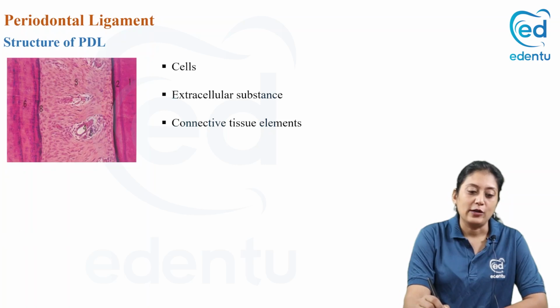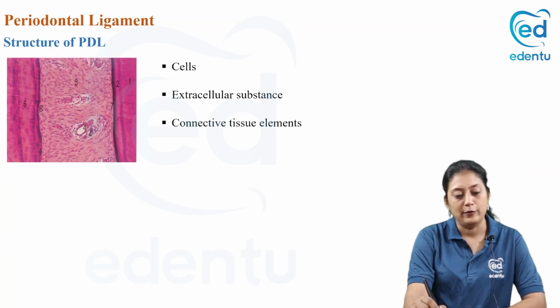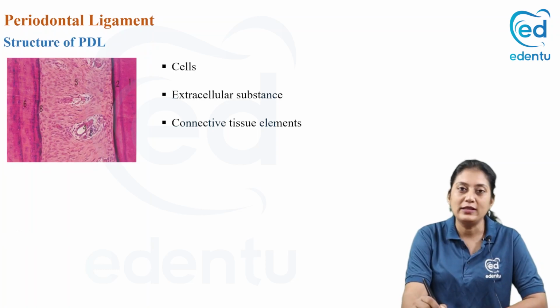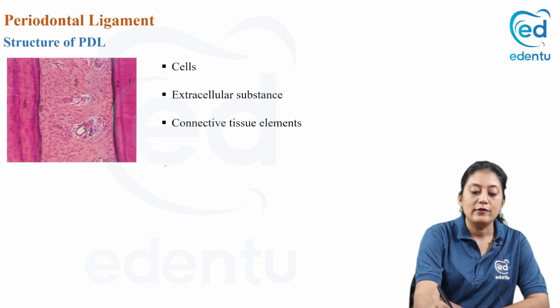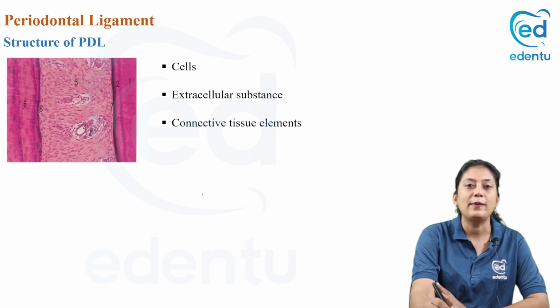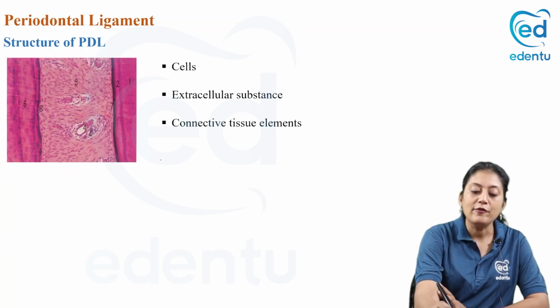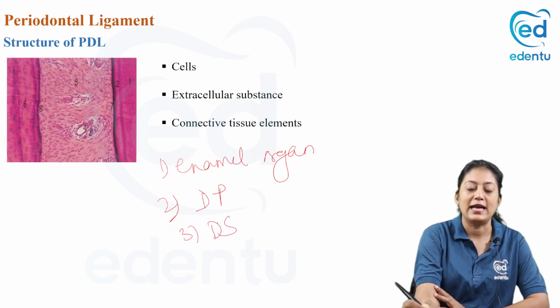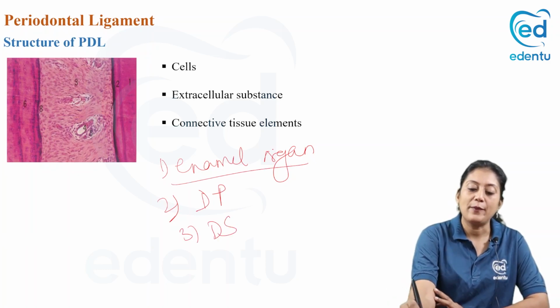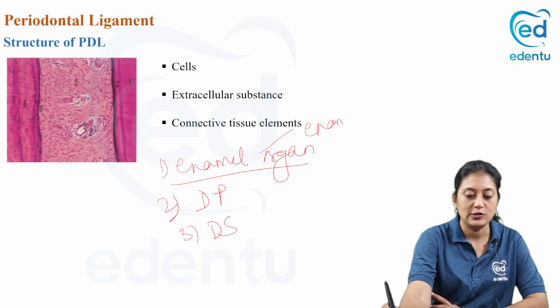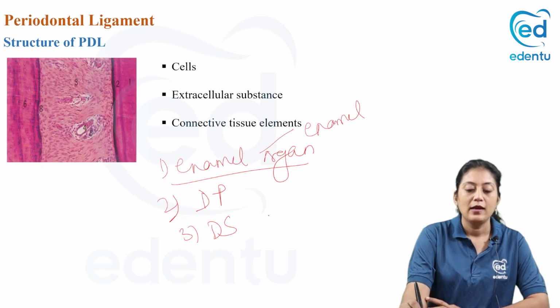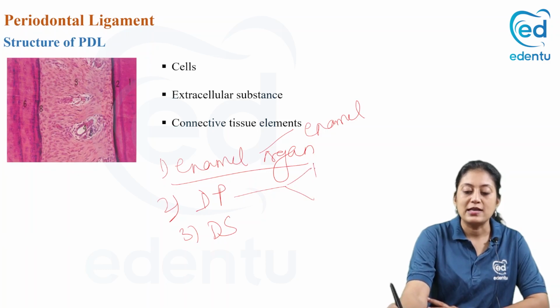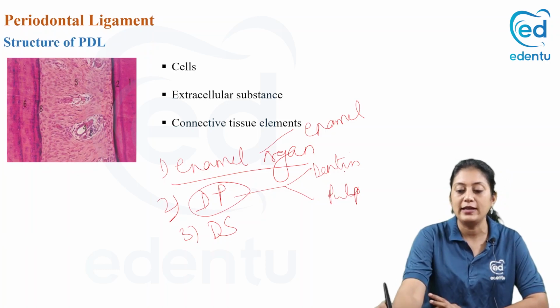Microscopically, when you look under the microscope, what is periodontal ligament made up of? Before that, during tooth development, you have different structures forming from different parts of the tooth germ. You have the enamel organ, the dental papilla, and the dental sac. As the name suggests, from the enamel organ, enamel arises. From the dental papilla, two structures arise, dentin and pulp. So please remember DP: dental papilla gives dentin and pulp.